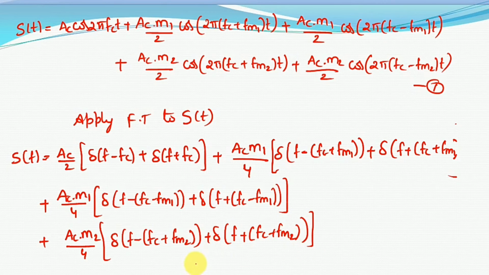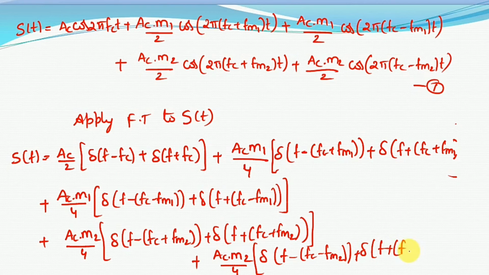And for the last expression, its value is AC into m2 by 4 into del of f minus of fc minus fm2 plus del of f plus fc minus fm2. So this is the final expression of the Fourier or frequency expression of an amplitude modulated signal for a multi-tone case. Now let us see how the spectrum will be for this multi-tone AM signal.